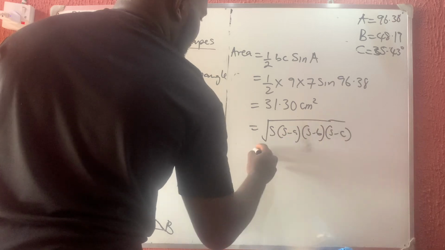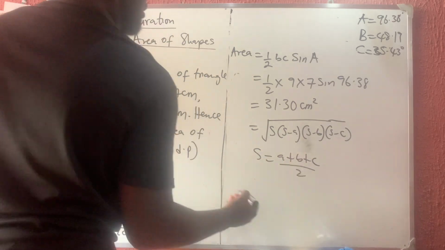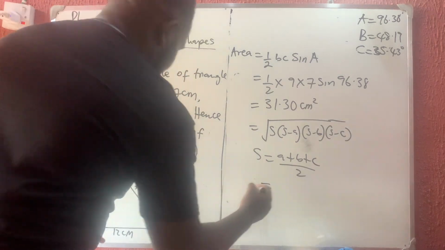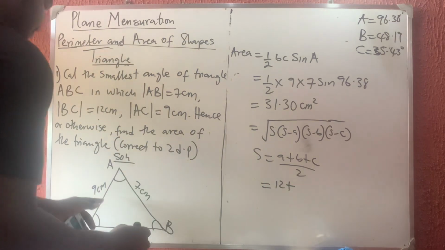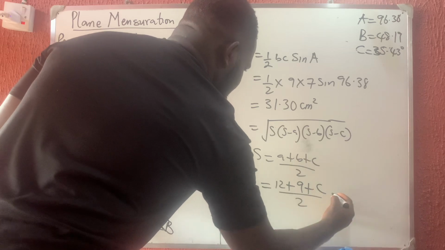Then where your S is equal to A plus B plus C divided by 2. Okay, so let us use this and see if you will get the same answer. So this is equal to my A, my A is 12, plus my B, my B is 9, plus my C, 7, divided by 2.